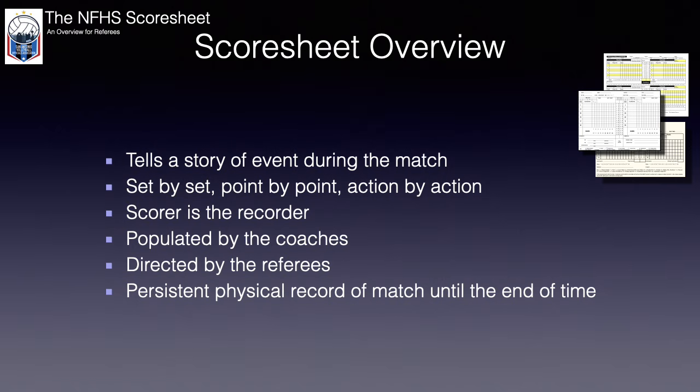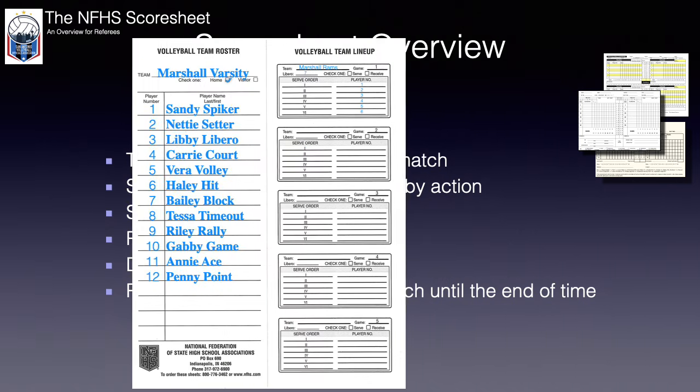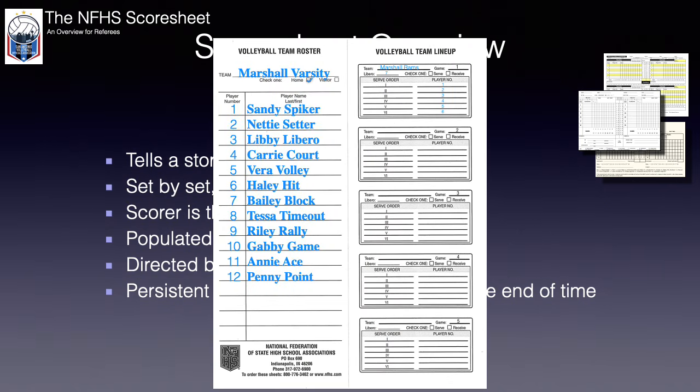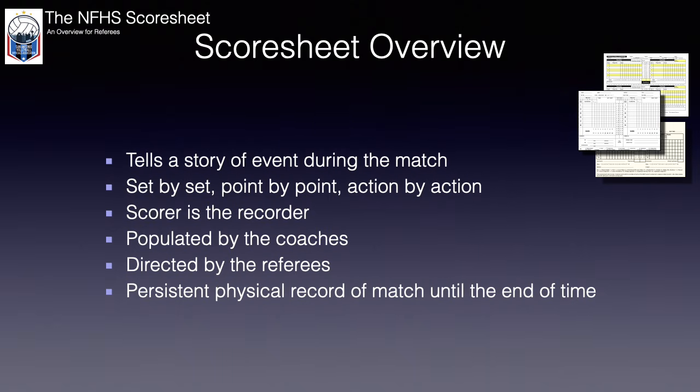The score sheet is in part populated by the coaches by providing his or her team's lineup to the officiating team. The lineup depicts the starting players and their corresponding serving order. The score sheet is directed and overseen by the officials to ensure accuracy because it is the official record of what happened during the match.